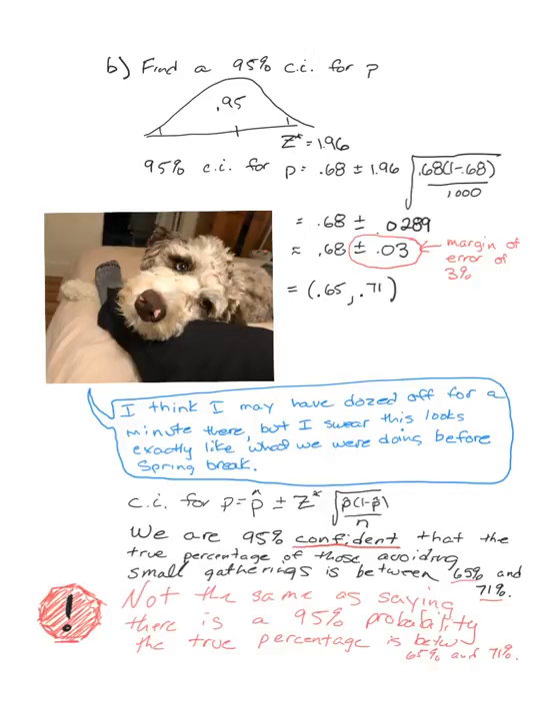This is not the same as saying that there's a 95% probability that the true percentage is between 65 and 71%. It seems like a subtle difference in our language here. We're confident that it's in that range, not saying that there's a probability it's in that range. And so we'll come back to this idea on a later slide.